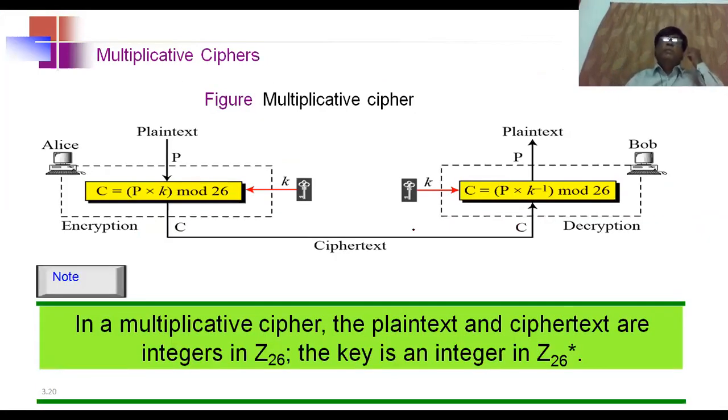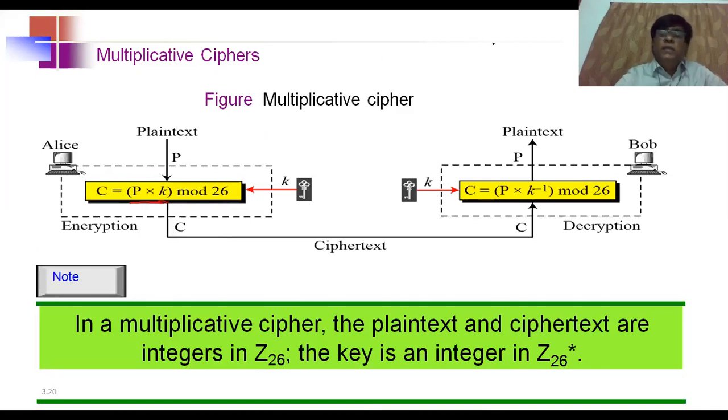Sometimes we also use the multiplicative cipher. In the previous example, I explained the additive cipher, but this is the multiplicative cipher. Multiplicative cipher means instead of using the addition operation at the time of encryption, I am using the multiply operation. So the characters in the plain text are multiplied with some k value. Here I am multiplying each and every character in the plain text with the key value.